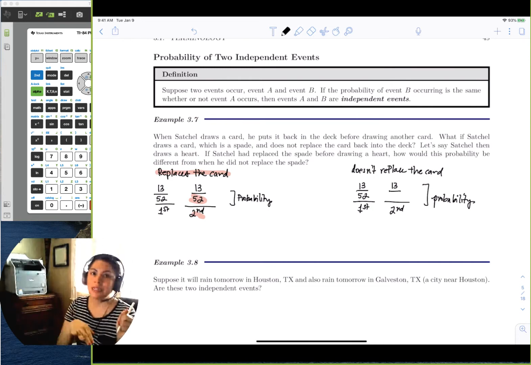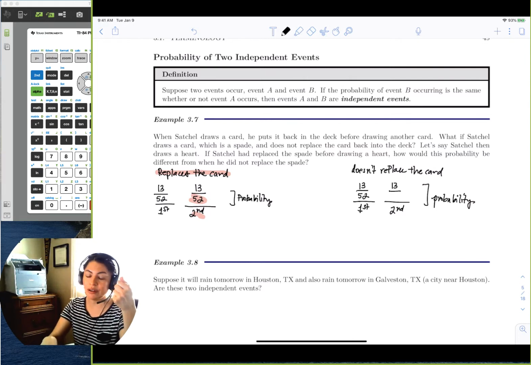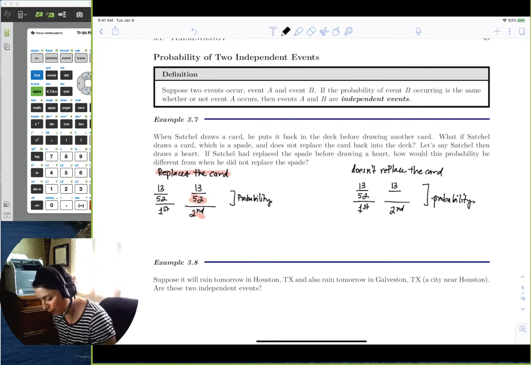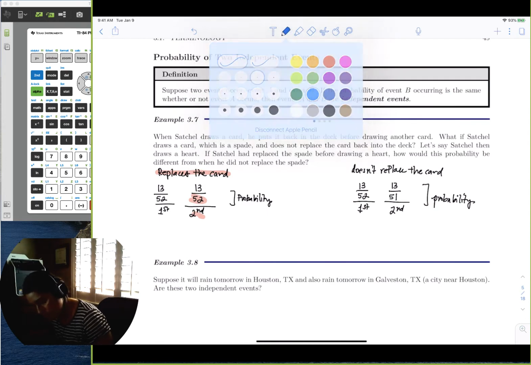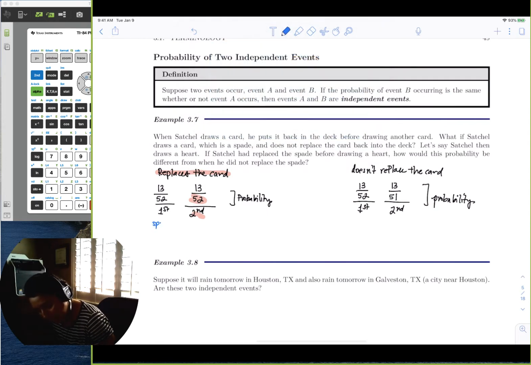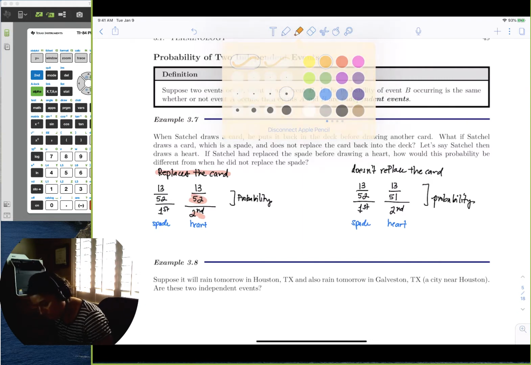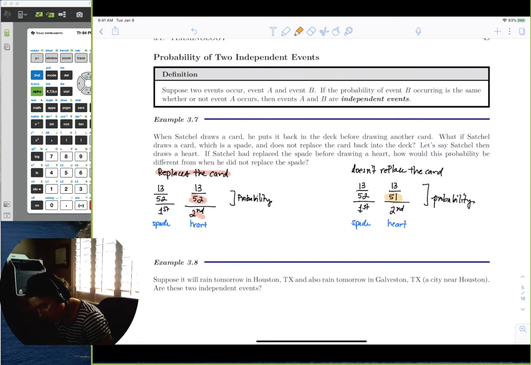But how many cards are left in the deck? There's not 52 because he's holding on to one, and there's 51 left, right? So let me write a little note. This one is the spade, and this one's the heart. The first draw is always the spade, and the second is the heart. And then we notice that this is going to be a little different, right?